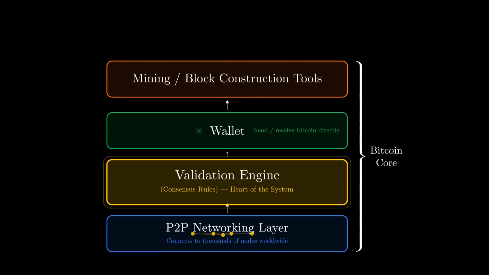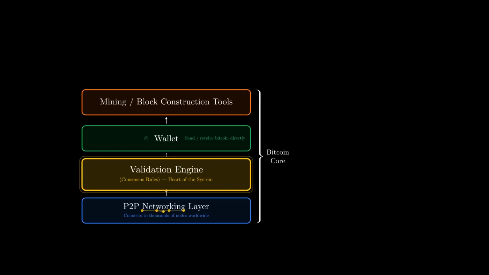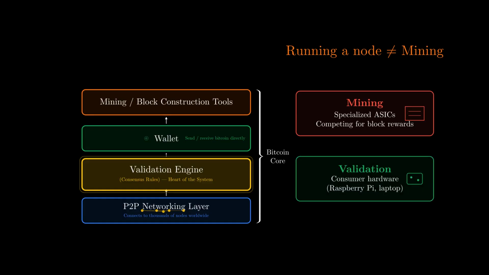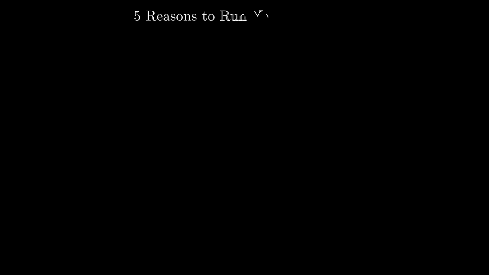Here's an important distinction that trips up many beginners. Running a full node is not the same as mining Bitcoin. Mining requires specialized hardware called ASICs competing to earn block rewards. Validation, what your node does, runs on ordinary consumer hardware. Different jobs entirely. Now you know what Bitcoin Core is and what's inside it. Here's why you'd run one yourself.